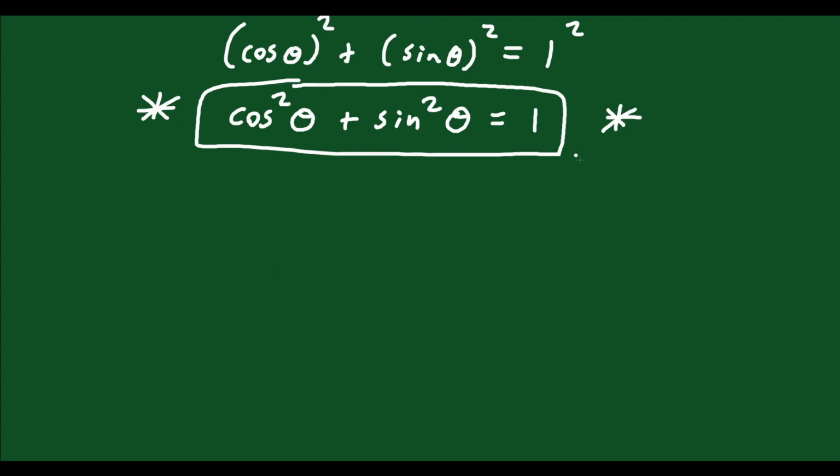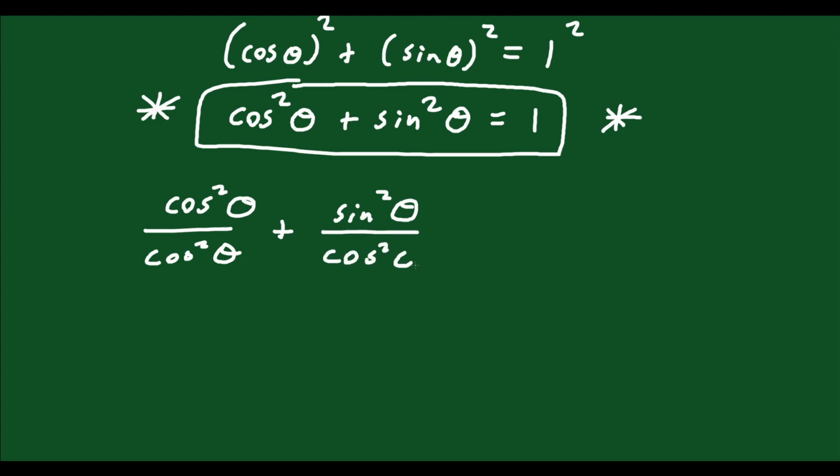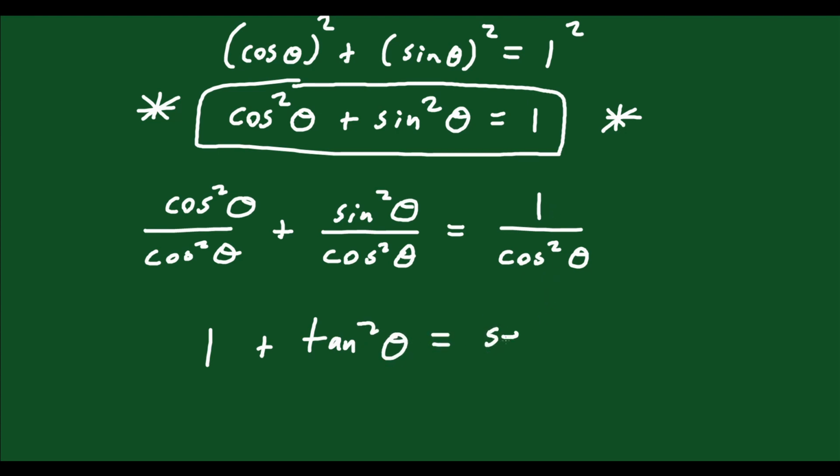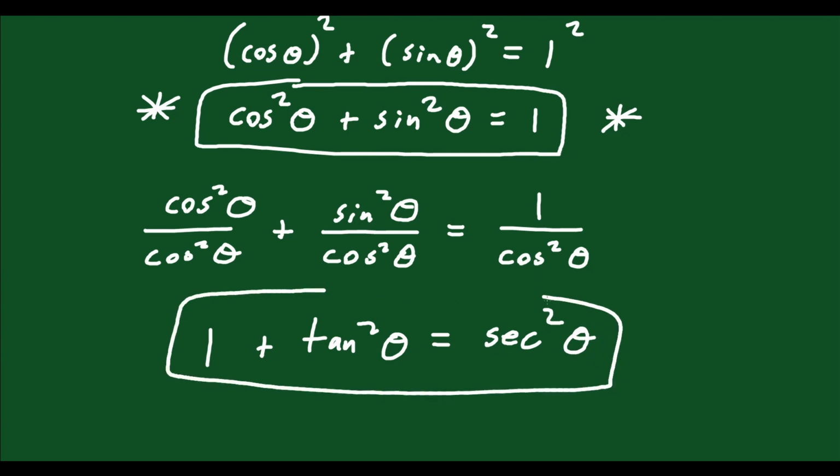Like you could divide all 3 of these terms by cos squared theta, for example. If you did that, you would get cos squared over cos squared plus sine squared over cos squared equals 1 over cos squared. And this would simplify to cos squared divided by cos squared is 1. Sine squared divided by cos squared is tan squared theta. And 1 divided by cos squared theta would be secant squared theta. So this is just one variation on the Pythagorean identity.